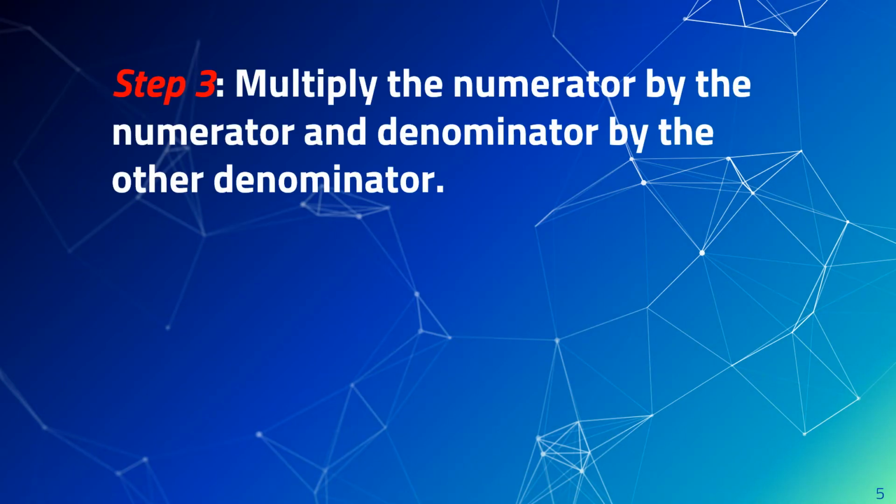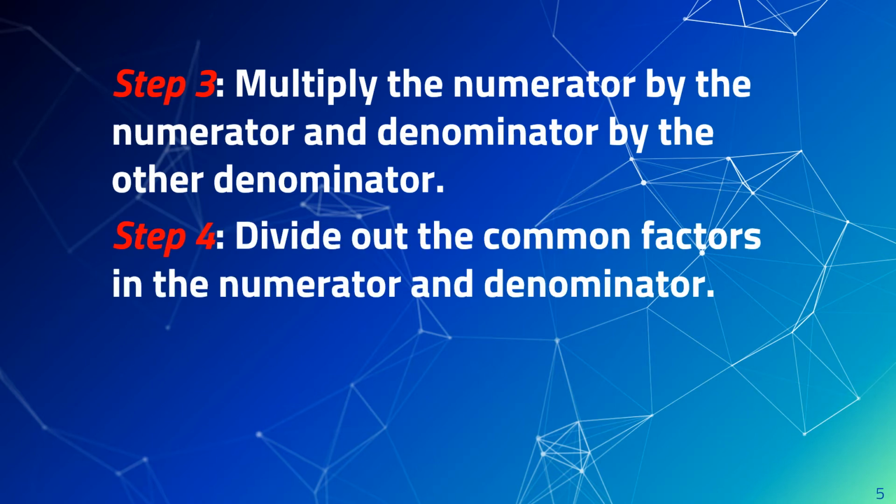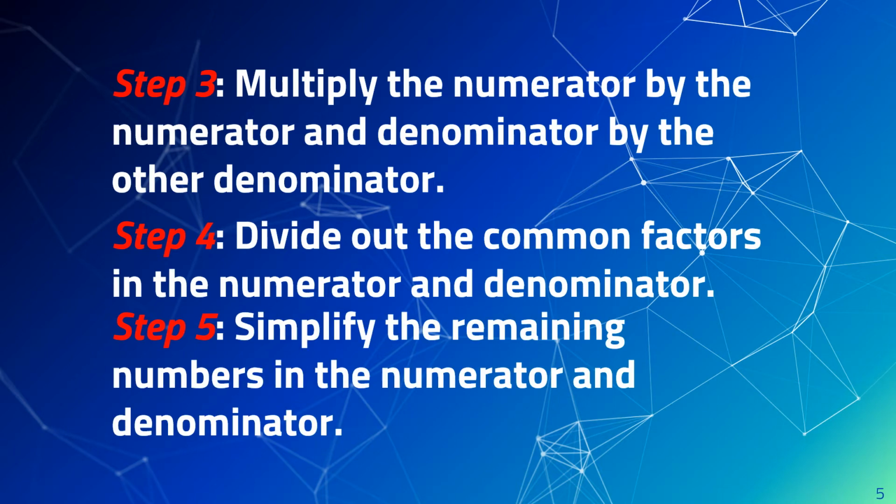So I will be writing here also the processes in multiplying rational algebraic expressions for you to master the skills. Next, you have to multiply the numerator by the numerator and denominator by the other denominator. Then you have to divide out the common factors in the numerator and denominator, and simplify the remaining numbers. As I have said, there is only one step added in this process, and that is finding the reciprocal of the divisor.